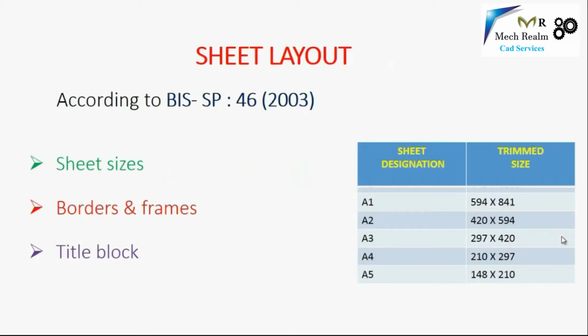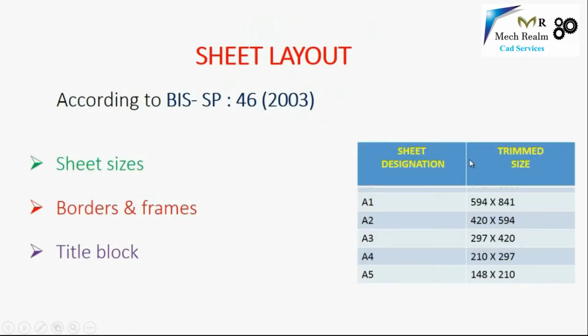Actually, what you are seeing on the screen is according to Bureau of Indian Standards SP 46 2003 version. Basically, if we have to create a sheet layout, then in sheets, basically there are three terms. First one is sheet size, next one is borders and frames, then third one is basic one, that is the title block. All these things we are going to discuss according to Bureau of Indian Standards SP 46 2003.